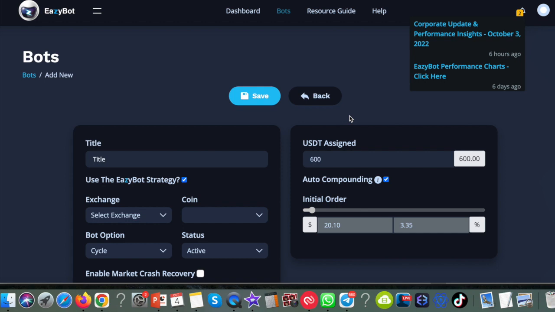So I'm really excited about the update they've done here in EazyBot, and I look forward to October playing out to see how my returns are going to be.